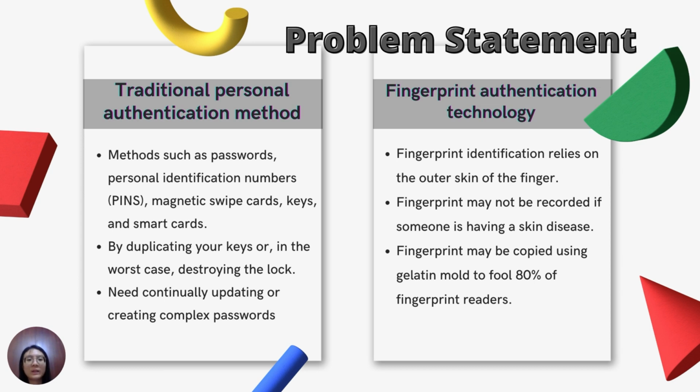Therefore, fingerprint authentication technology is used to replace those traditional methods. This is because this identification reads the outer skin of the finger, so the security level has been upgraded since everyone has a unique fingerprint. However, the fingerprint spectrum may not be captured if someone has a skin disease. Also, a fingerprint can be copied to fool the security system and enter the house.